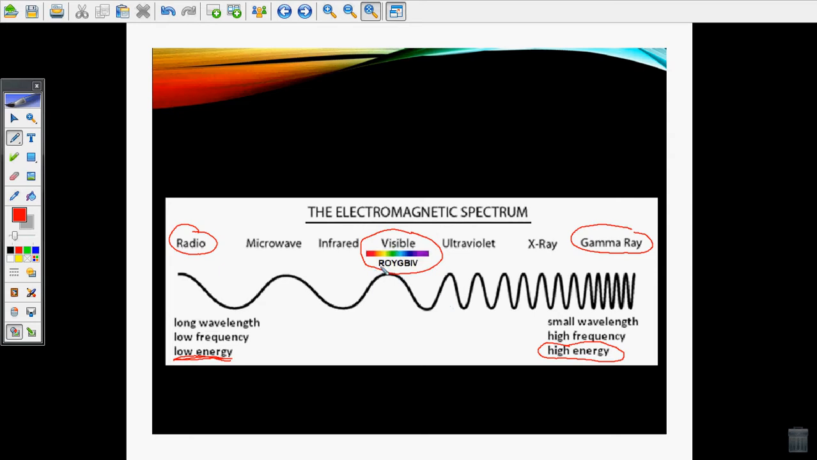On the low energy end, we have red, and on the high energy end, we have violet. And they are symbolized by this acronym ROY G. BIV. So red, orange, yellow, green, blue, indigo, and violet. Those are the only colors in the electromagnetic spectrum or wavelengths that our eyes can actually see.